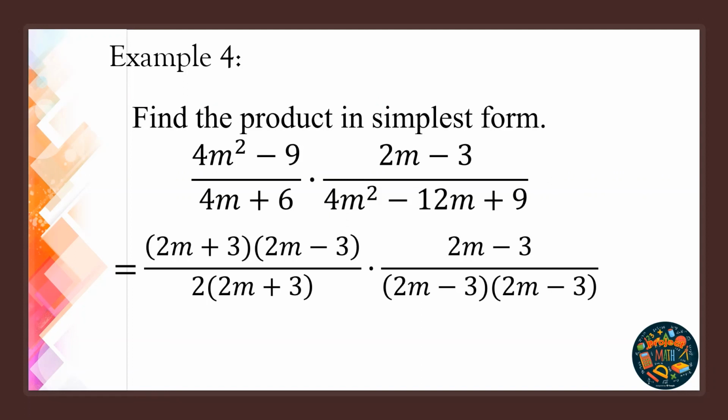Okay, so cancel out common factors. So, we have 2m + 3. We also have 2m - 3 and another 2m - 3. As you can see here, walang natira sa numerator. In that case, ang numerator natin will become 1. So, therefore, the final answer is 1 half.